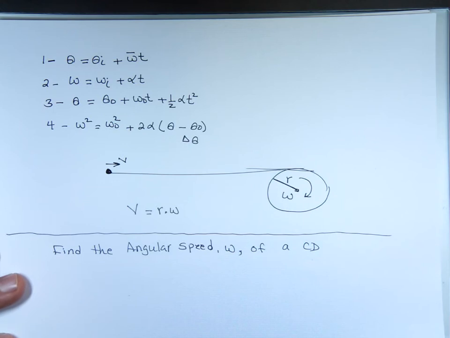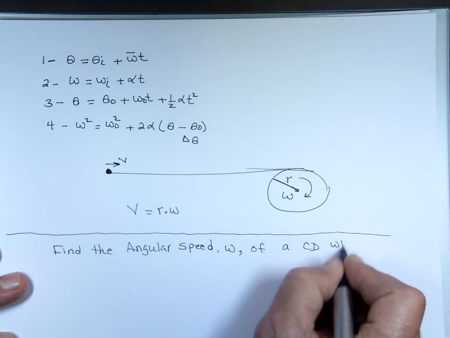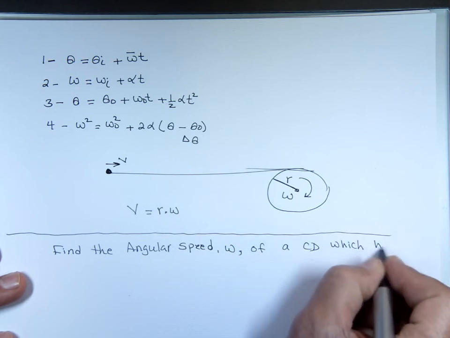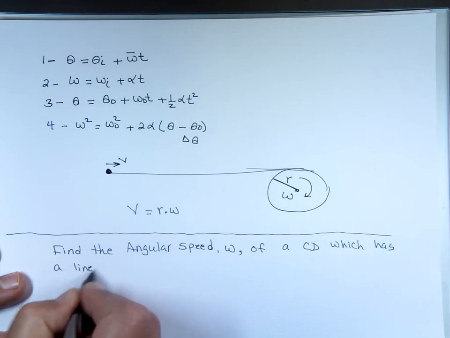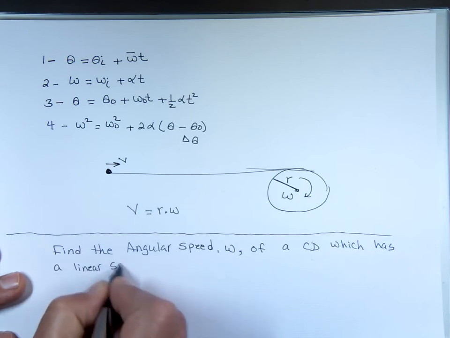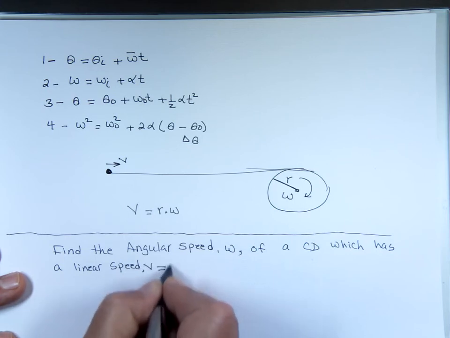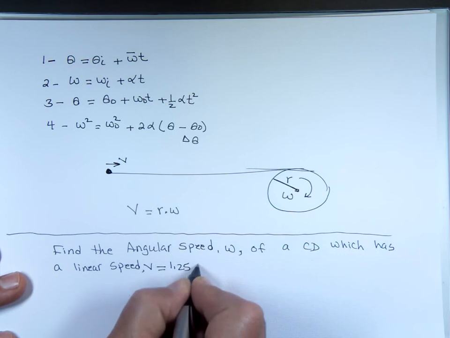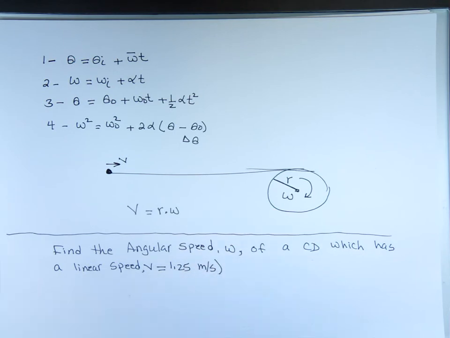That the CD has a linear speed, that's V, equals 1.25 meters per second. There's no brackets anywhere.